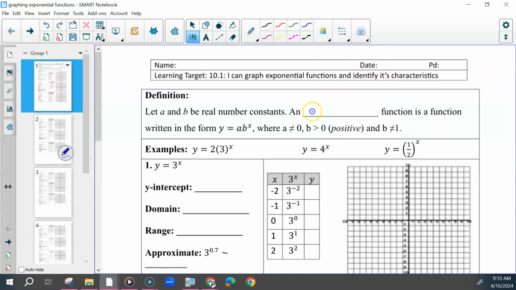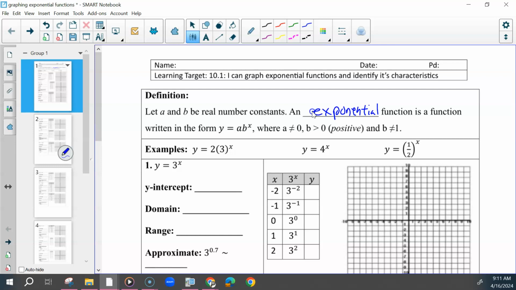So this should be an exponential function. It is a function written in the form y equals a times b raised to the x power. So in this, a and b are real numbers, where a does not equal 0, because then it would just be 0, and that would be a vertical line. B is greater than 0, it's positive, and b does not equal 1.